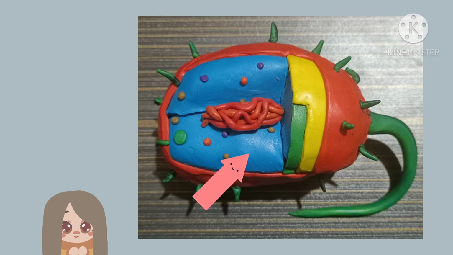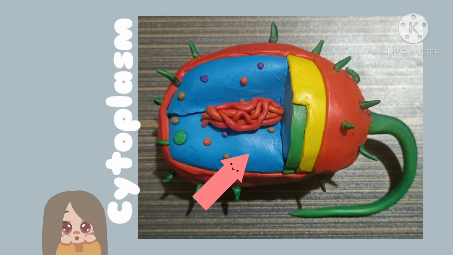This blue area of the 3D model is the cytoplasm. The cytoplasm, or protoplasm, of bacterial cells is where the functions for cell growth, metabolism, and replication are carried out. It is a gel-like matrix composed of water, enzymes, nutrients, wastes, and gases, and contains cell structures such as ribosomes, chromosomes and plasmids.